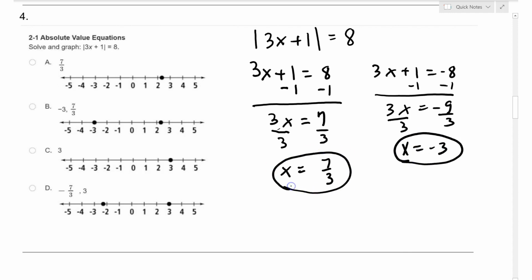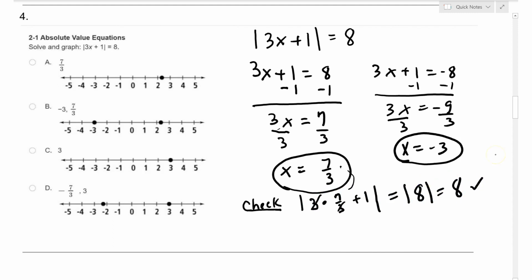So now we need to check. Remember the extraneous answers? So you have the absolute value of 3 times 7 over 3 plus 1. These 3 cancel, so 7 plus 1 gives you the absolute value of 8. So it's 8. So that does check. So we know the answer is definitely 7/3, so C is not correct.